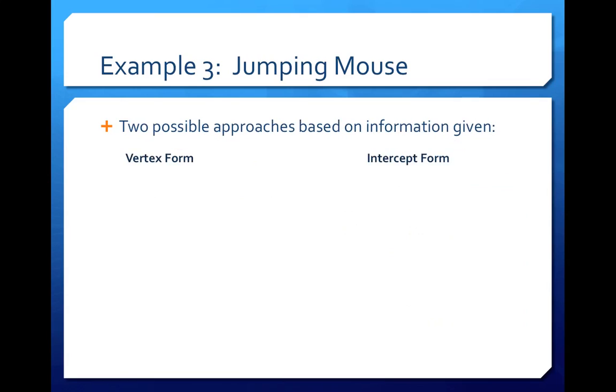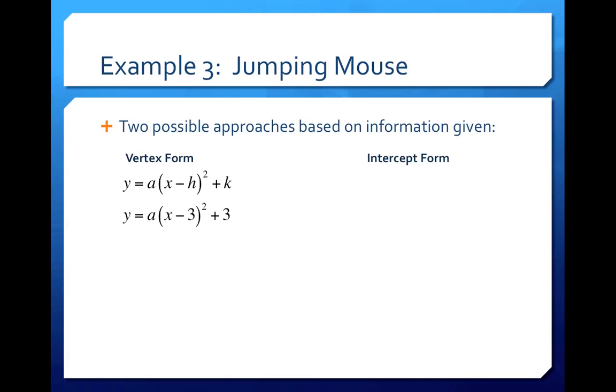And in this case, based on the information, there's actually two possible approaches we could use. One approach would be to use the vertex form. Since we are told that the mouse reaches a maximum height of 3 feet, since it's the maximum, we assume that that happens at the vertex and therefore would happen midway in his jump. So that technically means the vertex is 3, 3. And we can put that in for h and k.